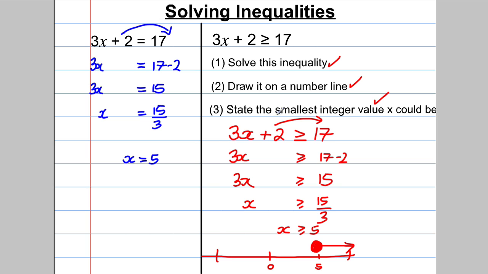And lastly, it says state the smallest integer value that x could be. Well, the smallest x could be is 5, because it could be 5, 6, 7, 8, all the way along. So you might state in this case that x is 5 at the smallest. Something like that. And that's basically everything you need for inequalities.